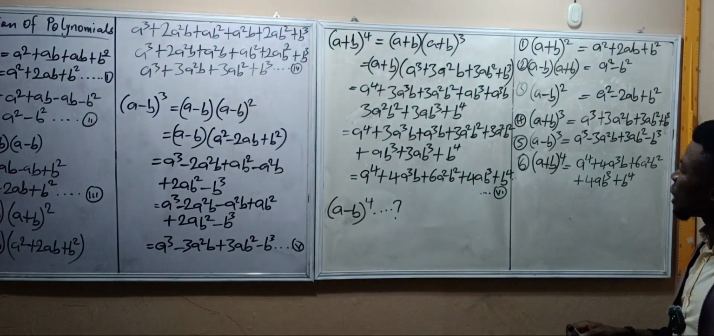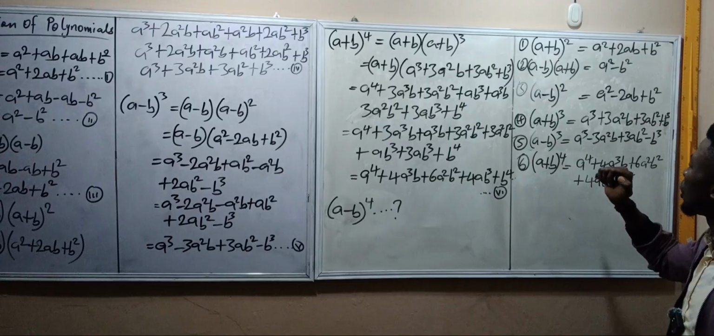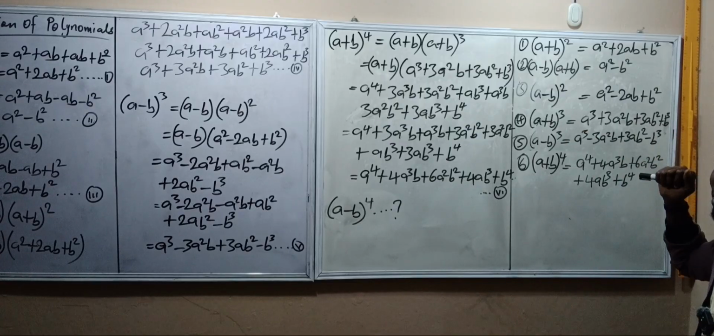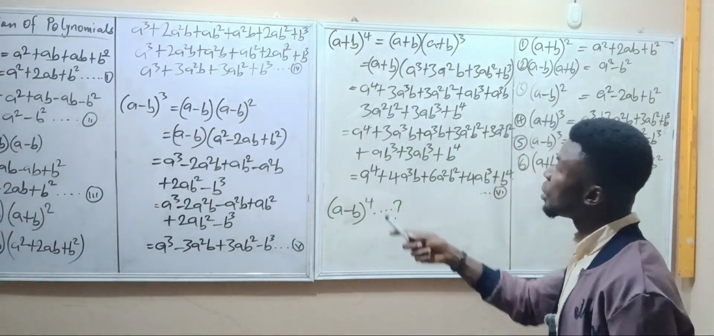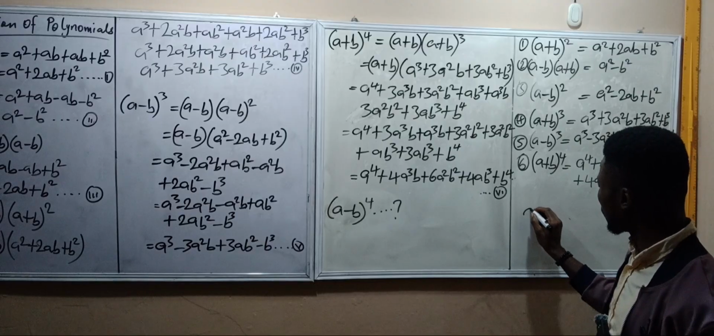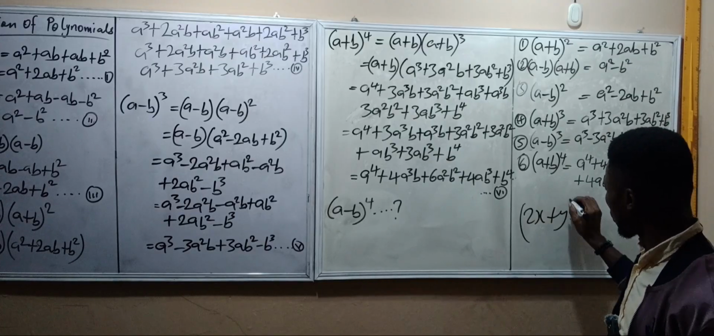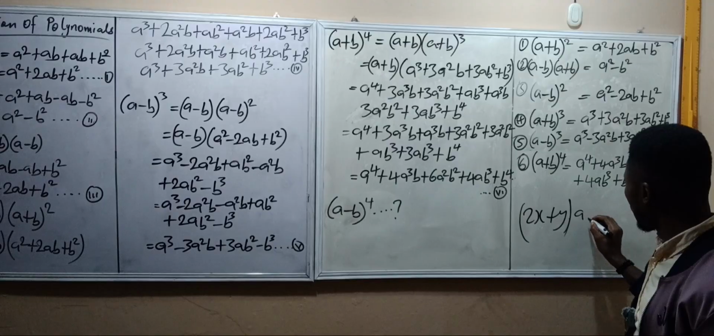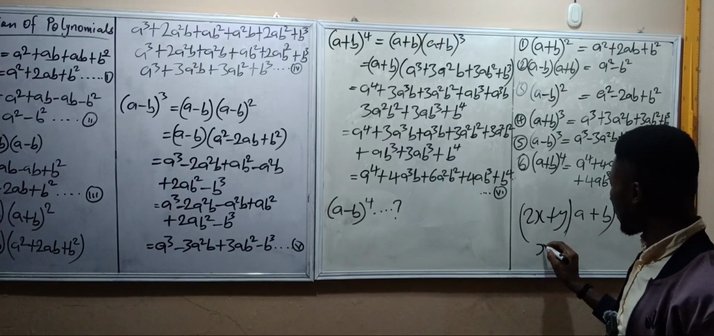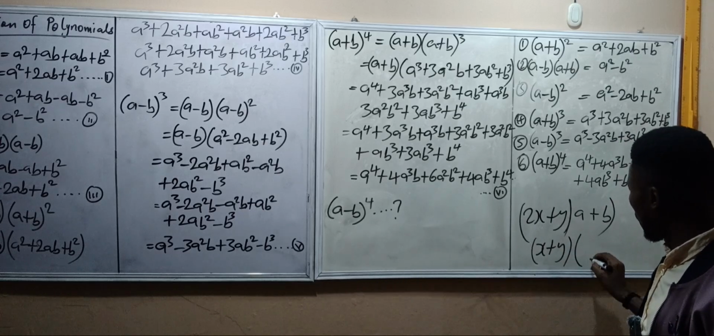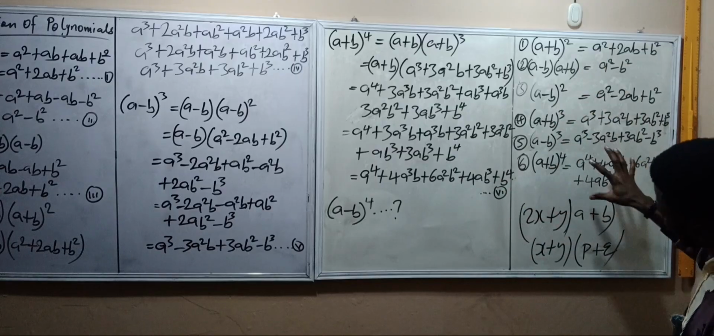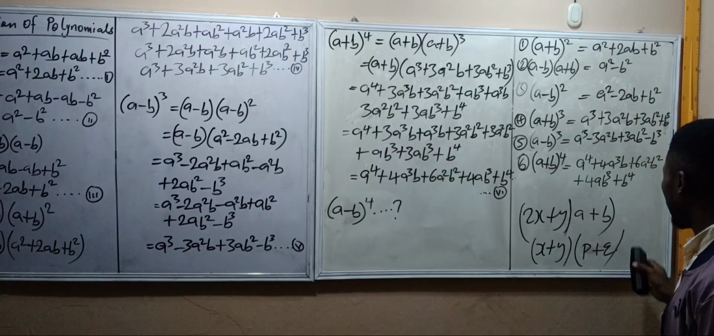In the next class, I will try and see if I can figure out how you can learn this easily, so that once you see it, you know what you get when you expand it. Sometimes it mustn't be A and B. It might just be ordinary numbers, let me say 2x plus y multiplying A plus B, or x plus y multiplying another p plus q. Something like this. I just wanted to establish this. That was why I decided to use A and B.